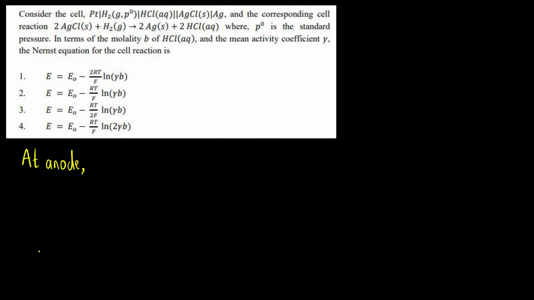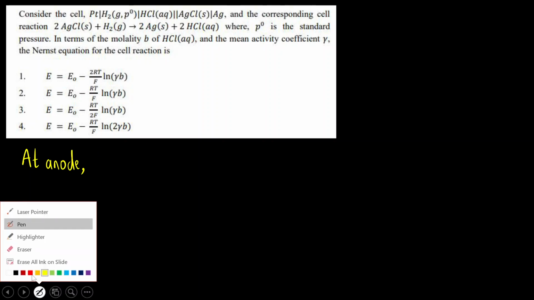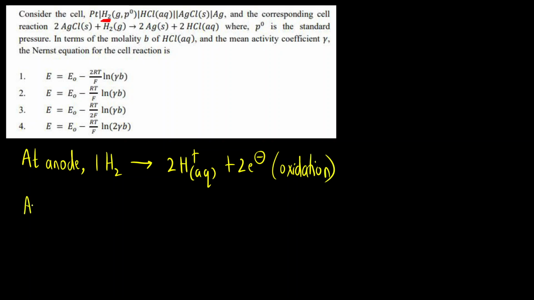So at the anode, oxidation takes place. At the anode you can see it is H2 on the left hand side, so hydrogen is getting oxidized, that is, loss of electrons. 1 mole of H2 will give 2 H plus ions plus 2 electrons. This is oxidation, a loss of electrons. Then at the cathode, what takes place? Reduction. This will be 2 AgCl plus 2 electrons.